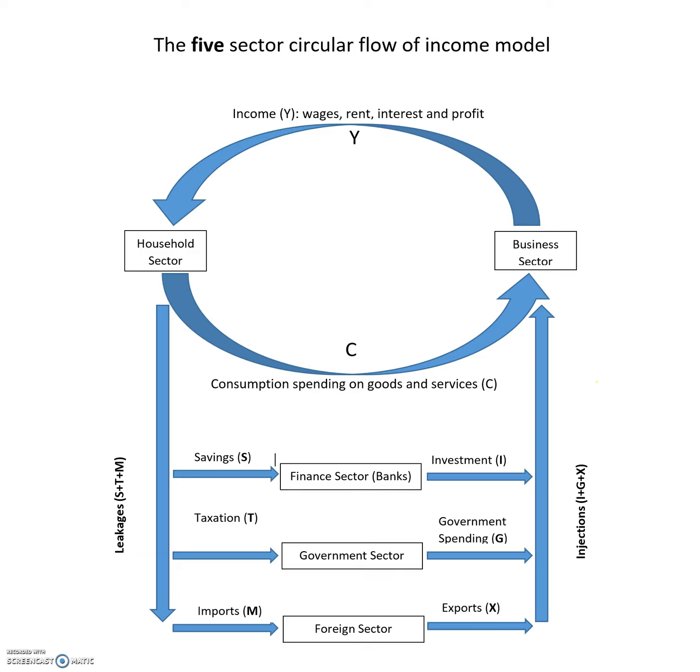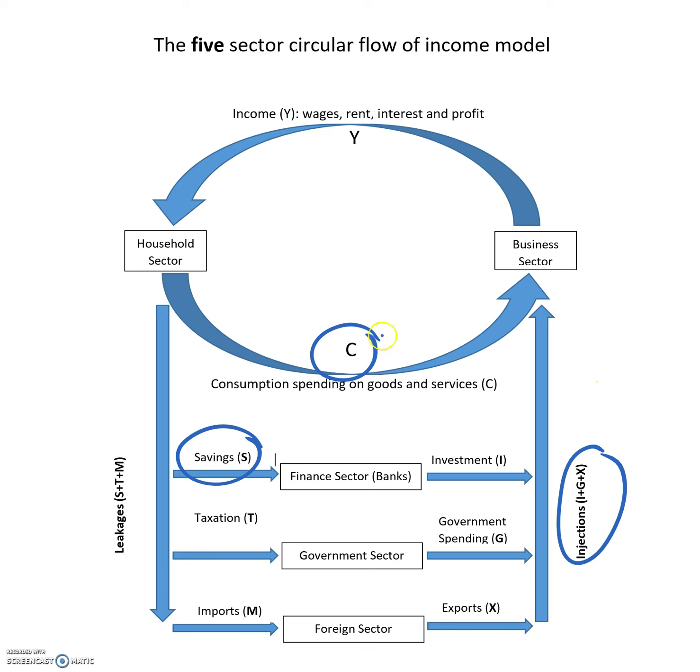Okay, now we're going to look at a 5-sector circular flow of income model. Any income that is not spent on businesses is a leakage from the circular flow of income. Now, if leakages are not offset by injections over here, then there'll be a reduction in income, and it works like this. Let's just say that we're saving some income.